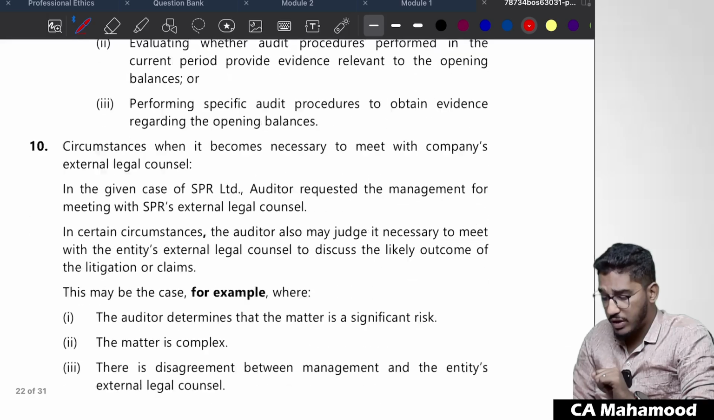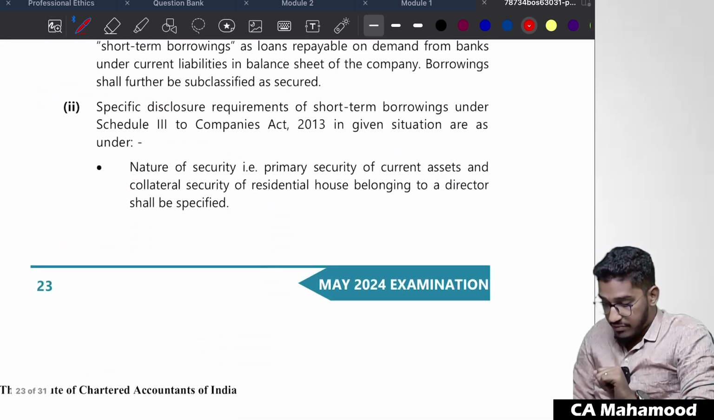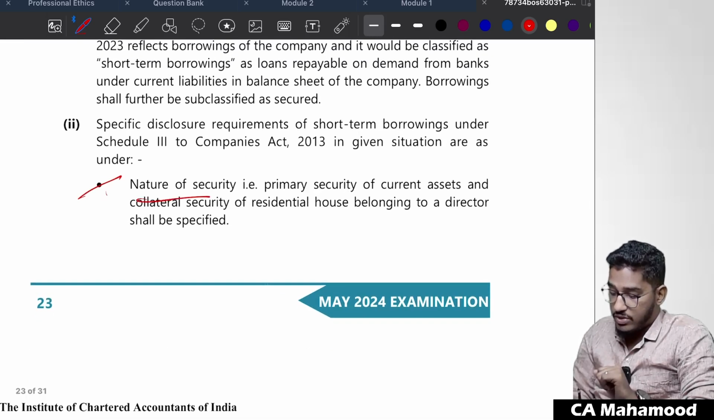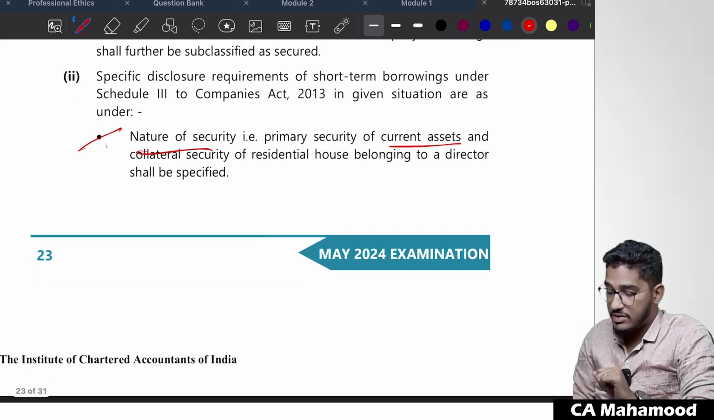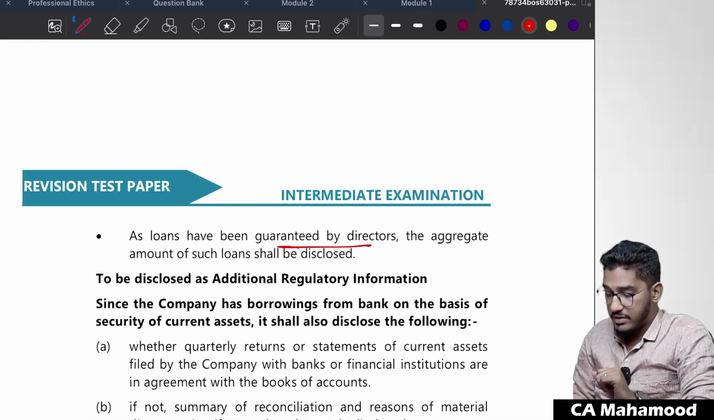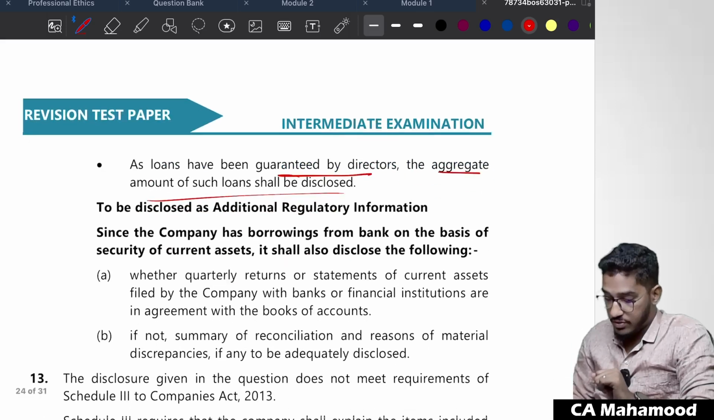This is also from the chapter Audit of Items of the Financial Statements. So if you have a look at the answer, these are the disclosure requirements. You have to disclose the nature of the security, what kind of asset you have given as security. So primary security is current assets, collateral security is a residential house. And also, as loans have been guaranteed by directors, the aggregate amount of such loans you also have to disclose.